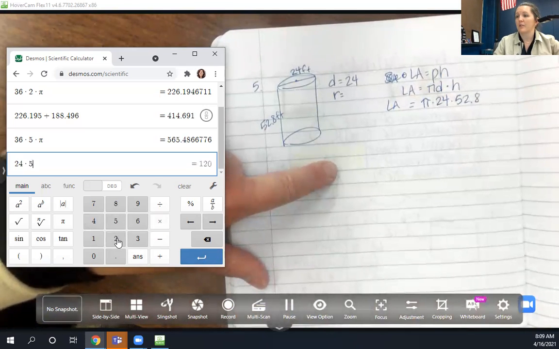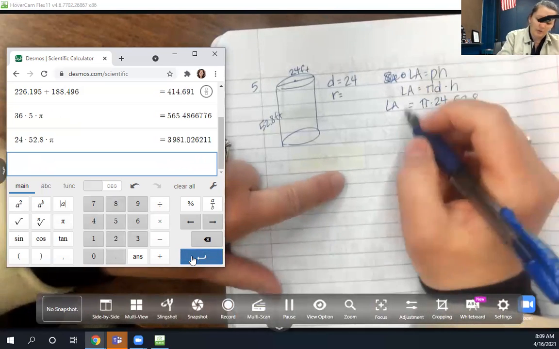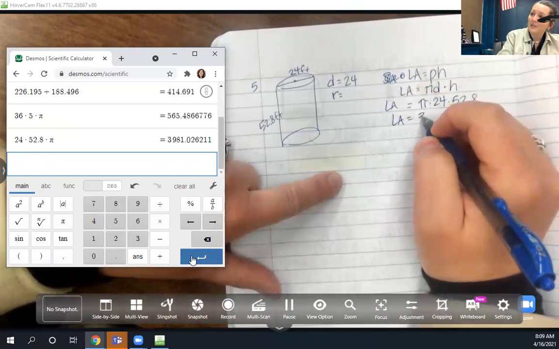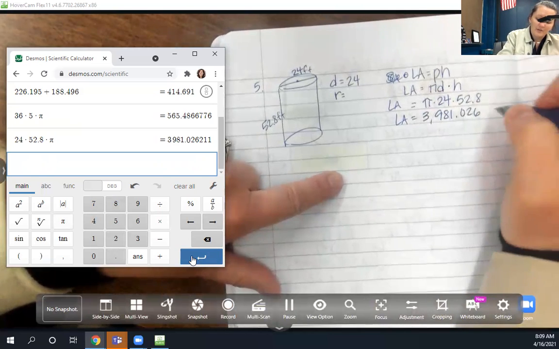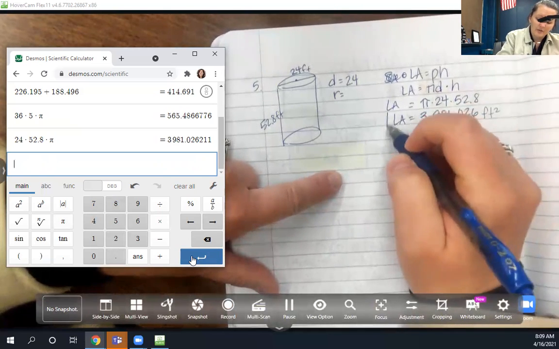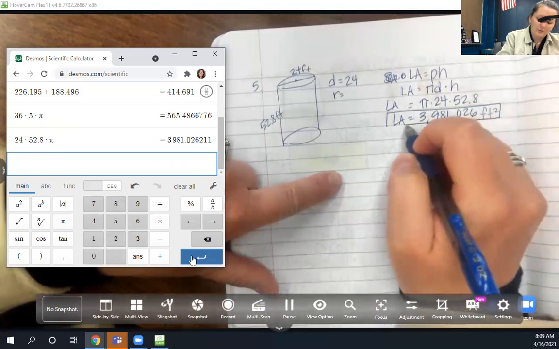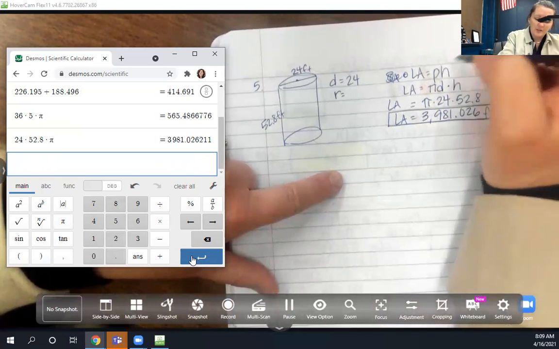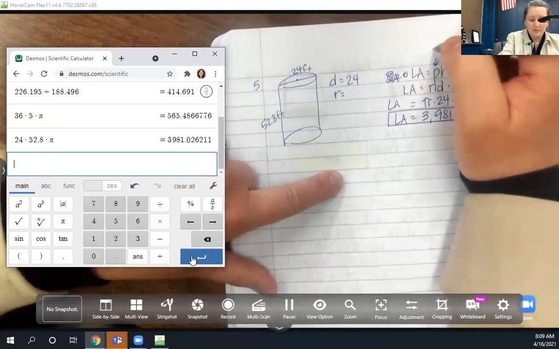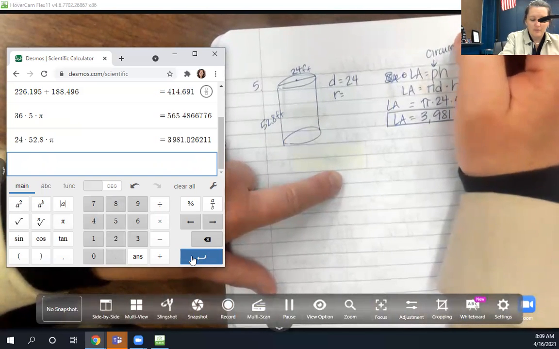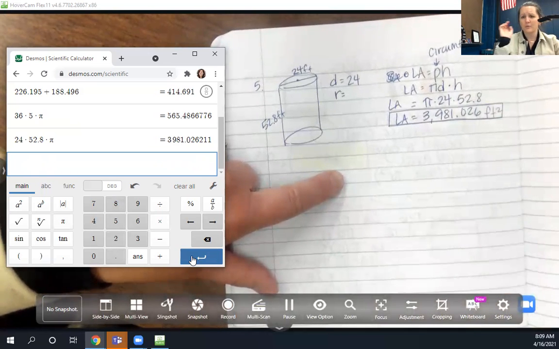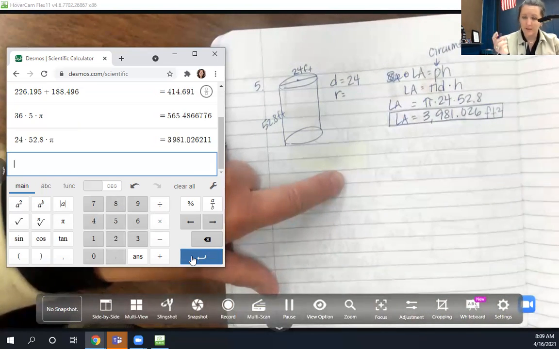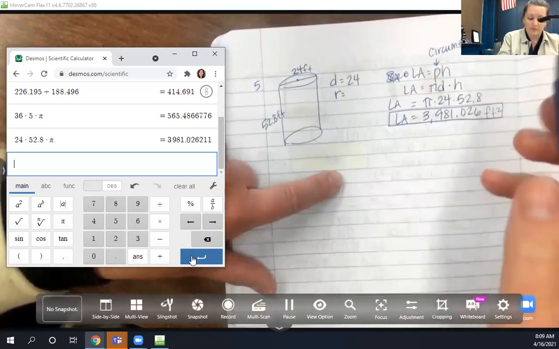24 times 52.8 times pi gives us, that's a huge number, lateral area, 3,981.026 feet squared. So that's our lateral area. That's just the distance around, like painting the walls, right? So remember here, your perimeter, because it's a circle, we're using circumference, right? Going all the way around. In the rectangles, we just added up all the sides. That was pretty easy. This one, we actually have to use the circumference formula.